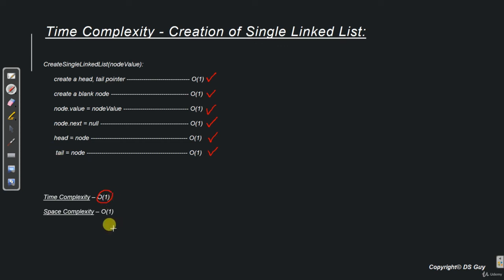Now coming to the space complexity, it is order of 1. And the reason is, all that we are doing is creating a head and tail pointer and a blank node. So they are constant complexity. So that is all as far as creation of a single linked list is concerned.